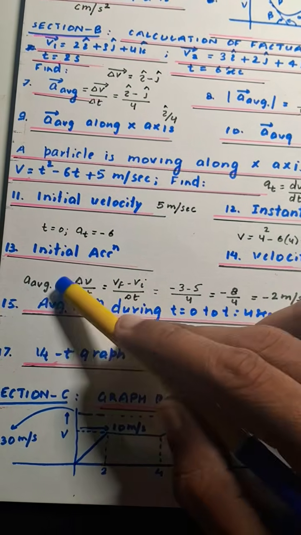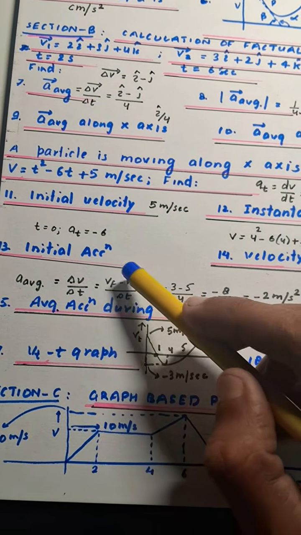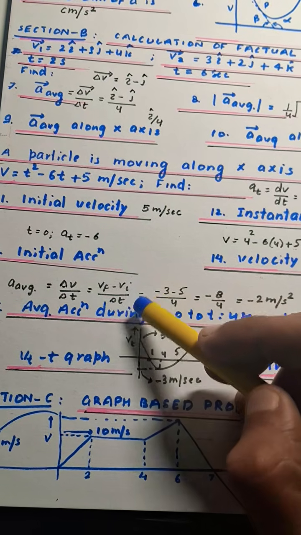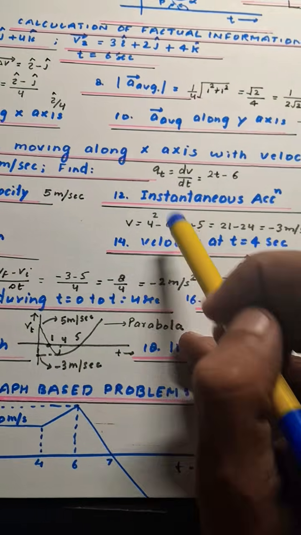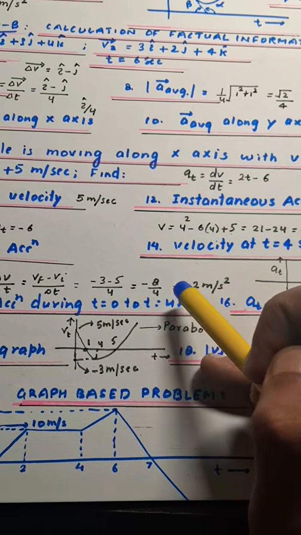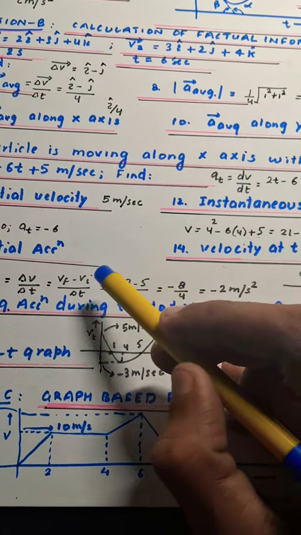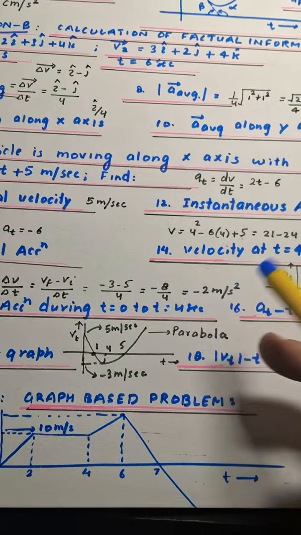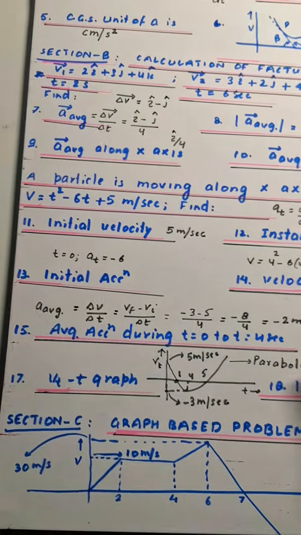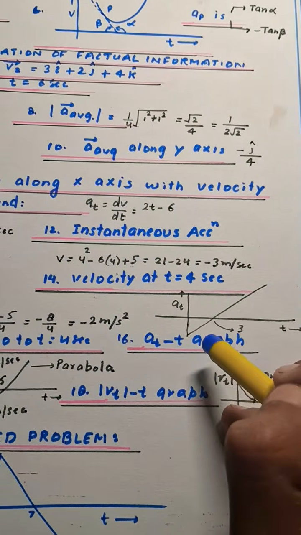So we know that average acceleration is delta v by delta t, which is v final minus v initial by delta t. So at t is equal to 4, velocity is minus 3 as we have calculated, and at t is equal to 0, velocity is 5. So Vf minus Vi will be minus 8 by 4, that will be simplified to minus 2 meter per second square. Next is a versus t graph.